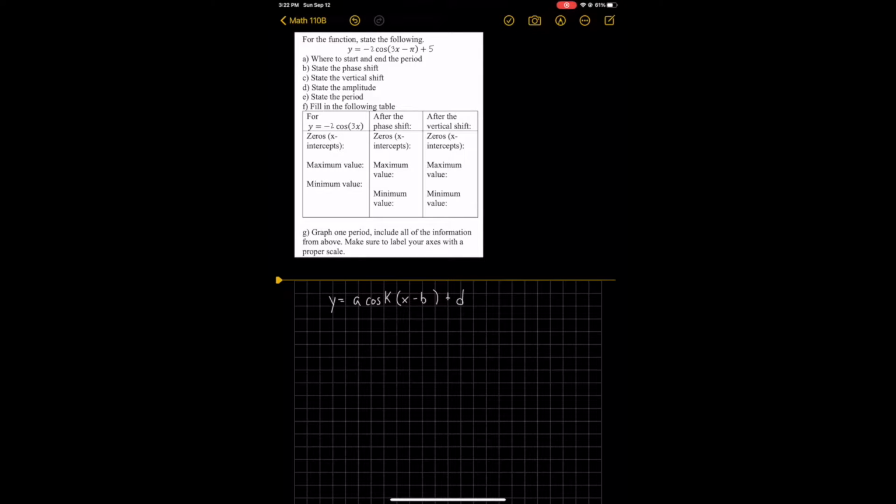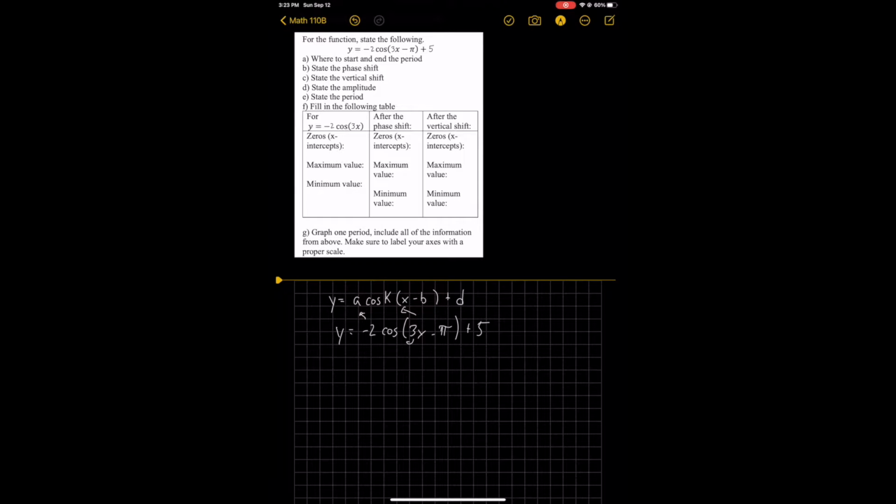For the function given, we are going to graph it and along the way figure out all of the answers for these questions. So first thing we have to remember is the formula for cosine, and the way it's given to us, y equals -2 cosine(3x minus pi) plus 5. The -2 here is going to be the amplitude. The 3x minus pi actually isn't in the correct form, so we're going to have to factor this 3 out.